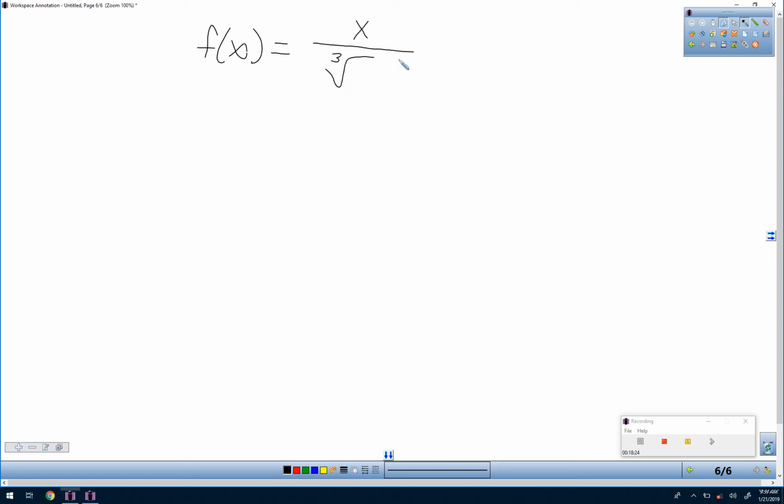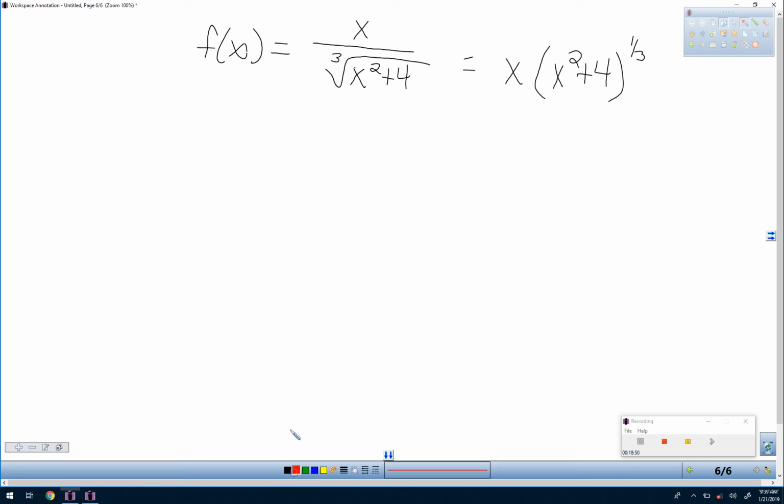So the cube root of x squared plus 4. Again, I would rewrite this, because I really don't want to use the quotient rule. I don't have a rule for a radical, so I'd rewrite this as x times x squared plus 4 to the 1/3 power. It's the same thing as the cube root of a quantity.